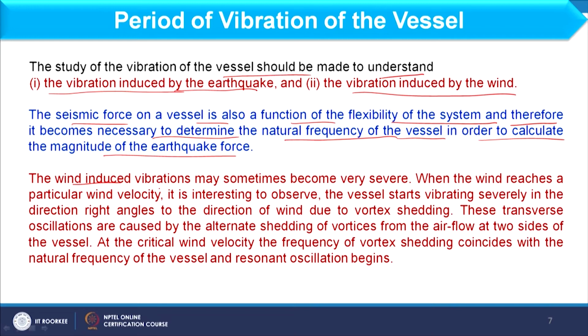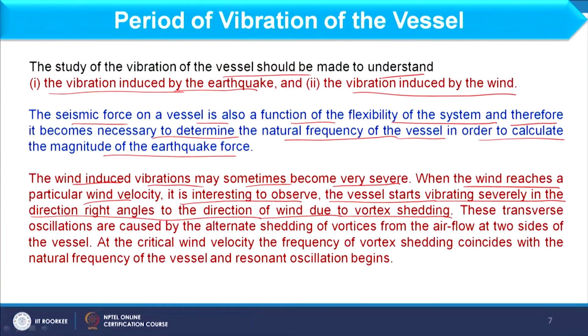Further, wind induced vibrations may sometimes become very severe. When the wind reaches a particular wind velocity, it is interesting to observe that the vessel starts vibrating severely in the direction at right angle to the direction of the wind due to vortex shedding. So, what is vortex shedding? When I have the vessel and wind comes from here with high velocity, it will basically try to twist, or it will try to bend along the length.